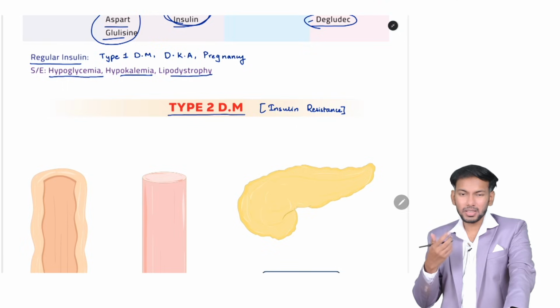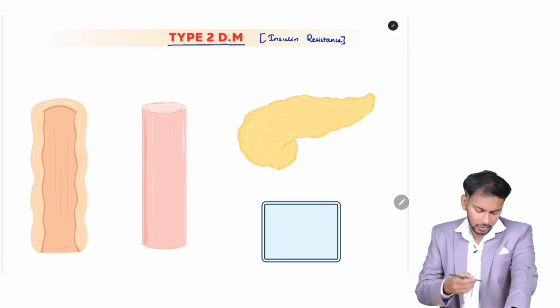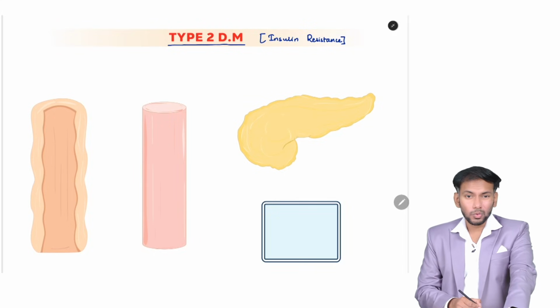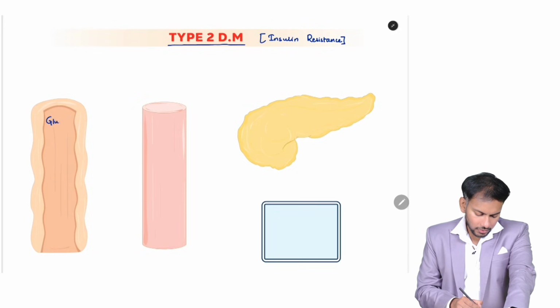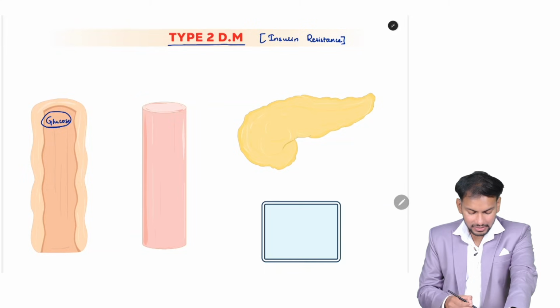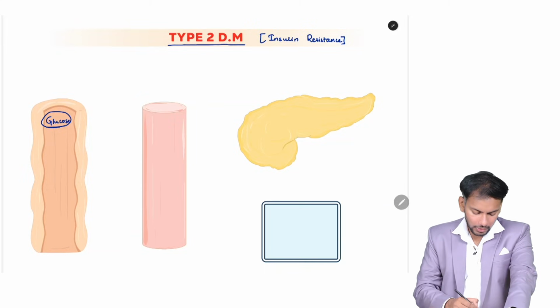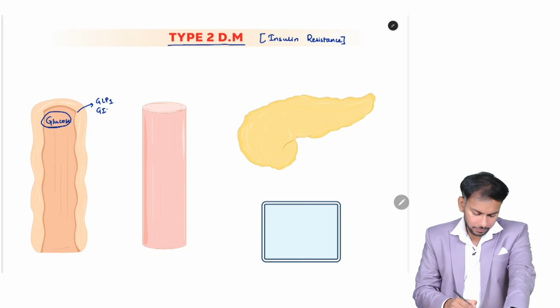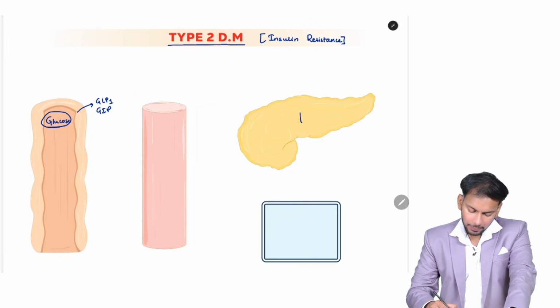So, before seeing this first group, let us see what happens when you are having food. See, you are having a meal. So, this meal comes into the small intestine, and when this glucose and the meal is in the small intestine, it will stretch the intestine. When this stretches the intestine, what will happen? It will release GLP-1 and GIP.